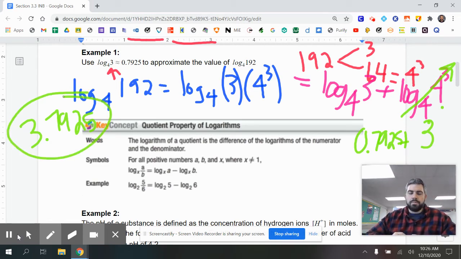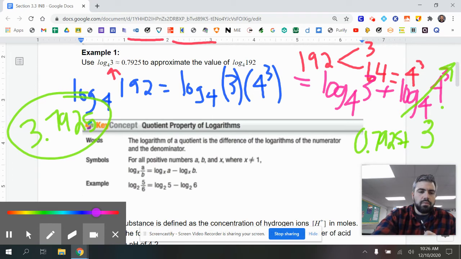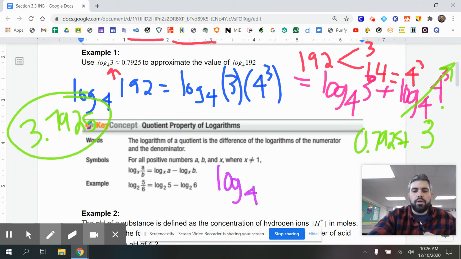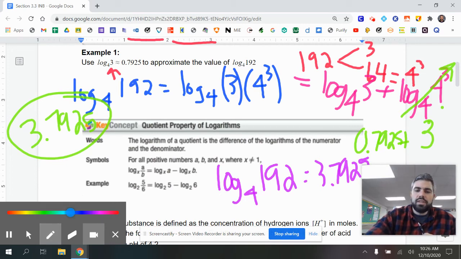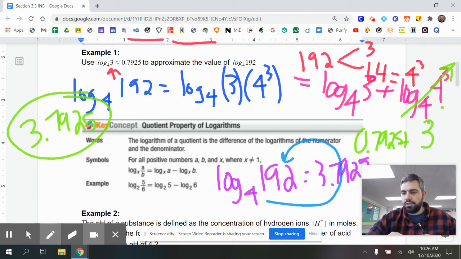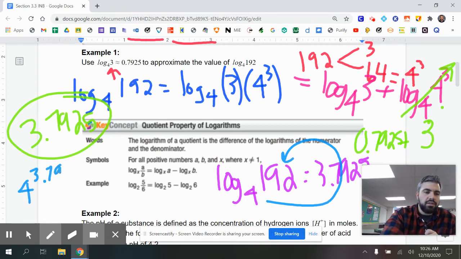That's our approximate value. Now, thinking forward, how do you think you could check your answer? Well, looking at the original problem, log base 4 of 192 is approximately 3.7925. So I'll rewrite it down here: log base 4 of 192 is equal to 3.7925. Using our loop rule, we should really say that 4 to the 3.7925 power should equal 192. So let's do that. 4 to the 3.7925 power is equal to what?